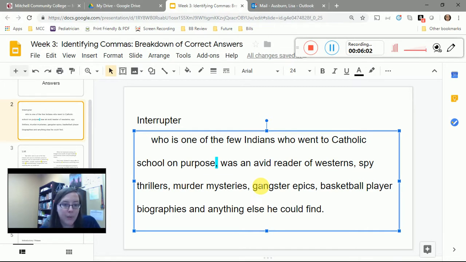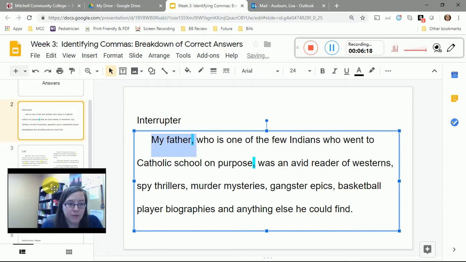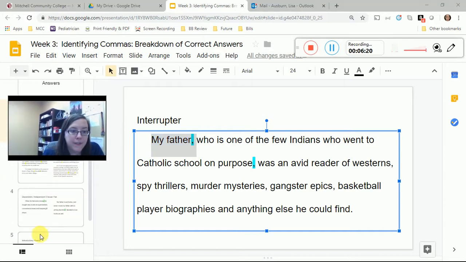So when we take away that phrase, my father, we take away the subject of the sentence, and now we have a fragment sentence. We're missing the person doing the action, right? The person who was an avid reader of westerns, etc. So that's one of the tests that you can look at to find the introductory phrase.